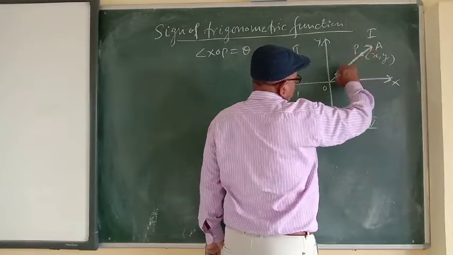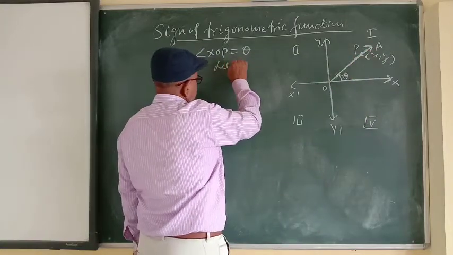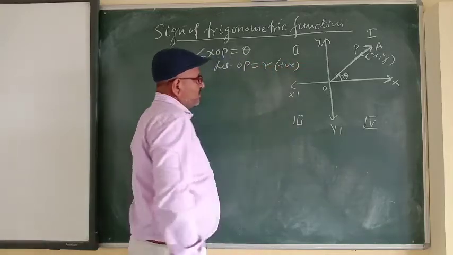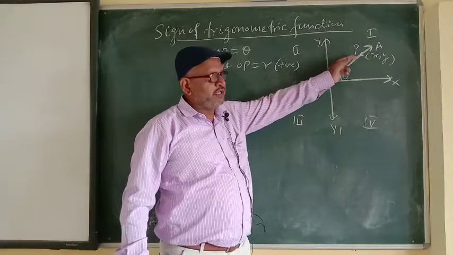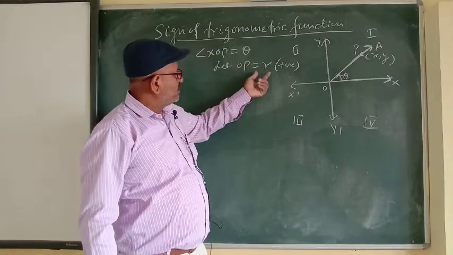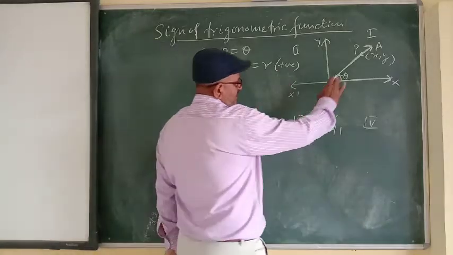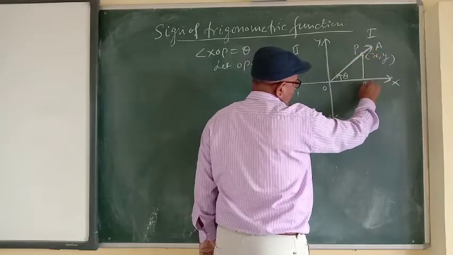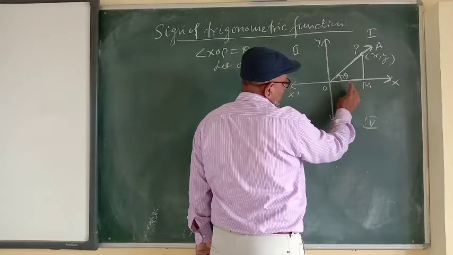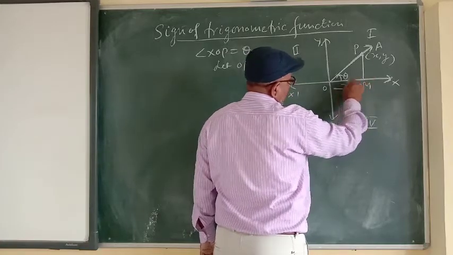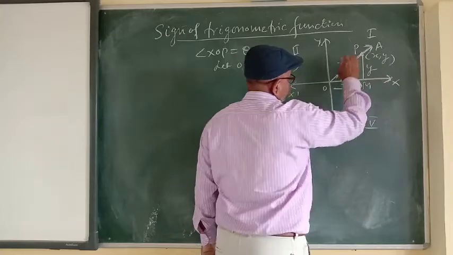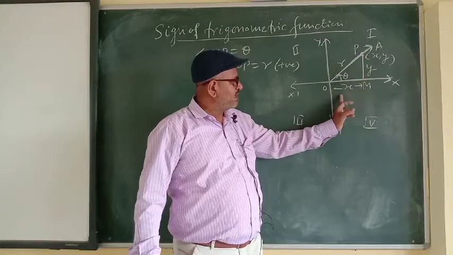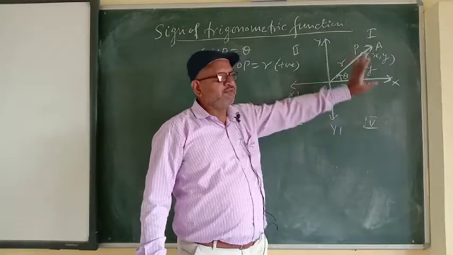Suppose OP is equal to r. We have to take it positive always. The distance from the origin to this point P, OP is equal to r, positive always. If we draw the perpendicular from P on the x-axis, suppose it is M, then OM will be x and PM will be y.